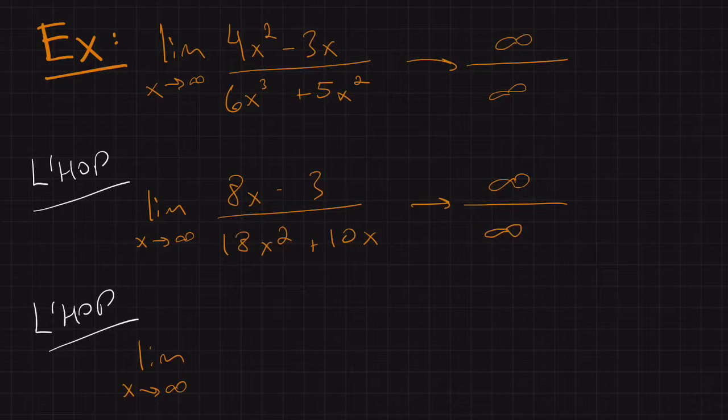We're going to take the derivative of the top. The derivative of 8x minus 3 is 8. And then the derivative of the bottom. Derivative of 18x squared plus 10x is 36x plus 10. If we try direct substitution again, we would get 8 divided by infinity. And 8 divided by infinity is equal to 0.